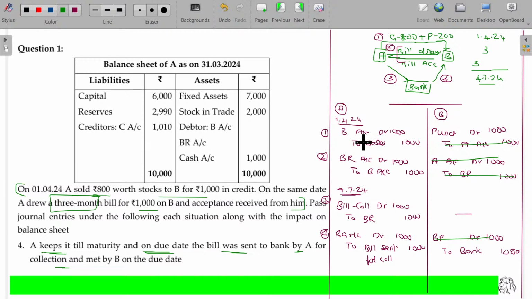Similarly, if you combine all the journal entries in the books of A, you will get only the sales entry. See, B account debit and credit got eliminated, BR debit and credit got eliminated, bill sent for collection debit and credit got eliminated. So the ultimate is bank to sales. So in the books of A, it's only the sales entry. In the books of B, it's only the purchase entry. Temporarily, we have the BR and BP as well as bill sent for collection. Hope now you'll be able to understand this concept. If it is clear, text me.